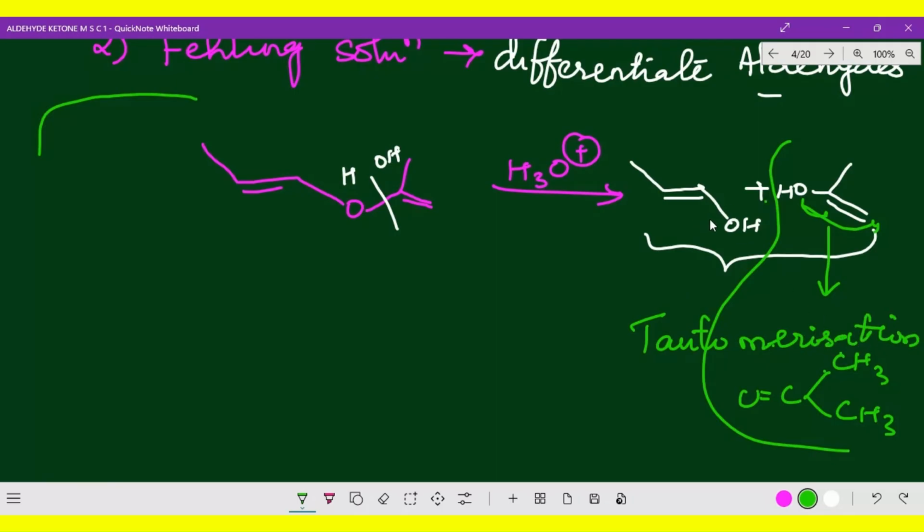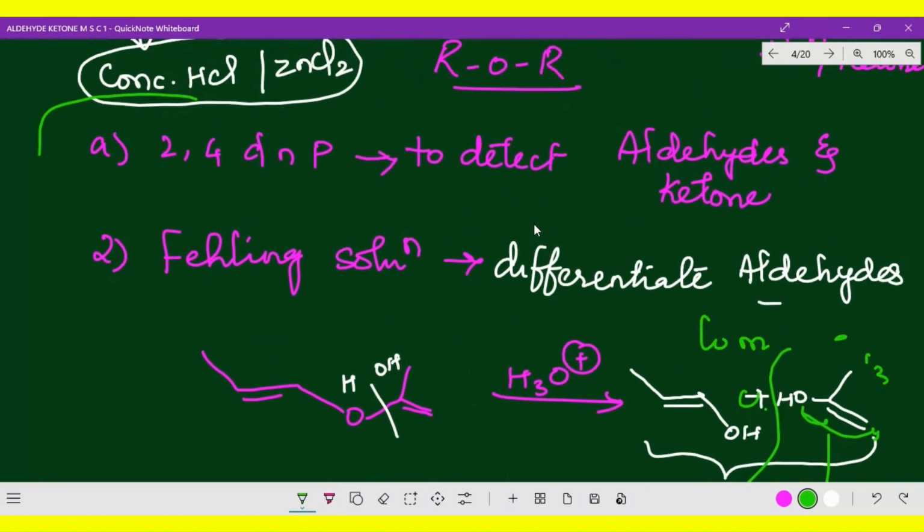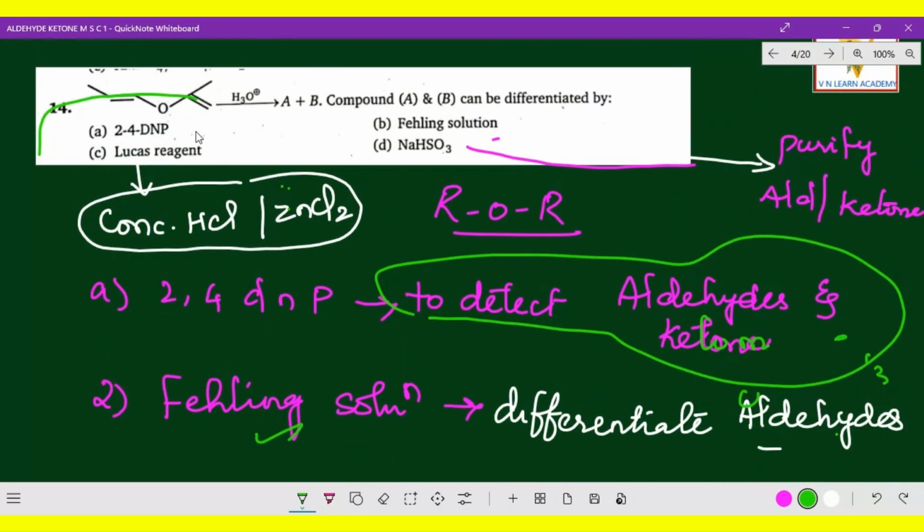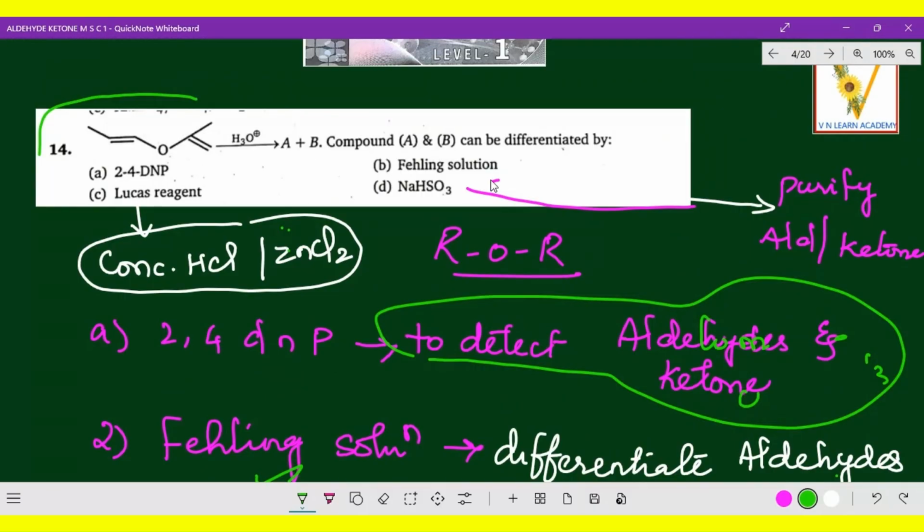So for aldehydes and ketones, here we are using Fehling's solution only. Whether a ketone is available or an aldehyde is available, to check that we use Fehling's solution. I hope you got the clarity. 2,4-DNP is used to detect aldehydes and ketones, right? And Fehling's solution is used to differentiate aldehydes and ketones, whether it is an aldehyde or a ketone. And next one, ZnCl2, the Lucas reagent, we use to differentiate primary, secondary and tertiary alcohols. And sodium bisulfite is used to purify aldehydes and ketones. Any defects there are, we can identify that. For those points we use sodium bisulfite.